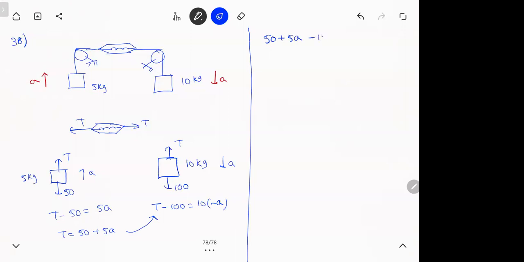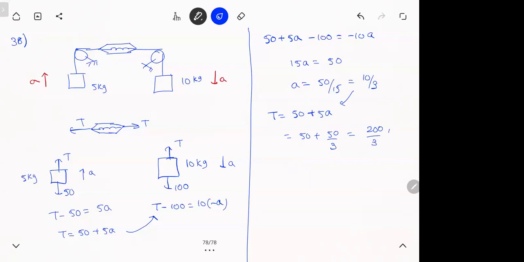50 plus 5A minus 100 is minus 10A. So 15A is 50. So A will be 50 by 15, that is 10 by 3. That is the acceleration of the system. Then you can put this in the first equation, 50 plus 5A. You get 50 plus 50 by 3, that is 200 by 3 newtons. So that is the tension.